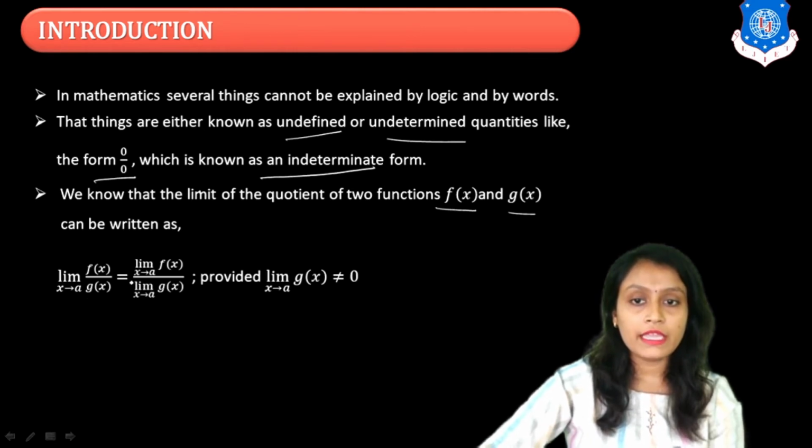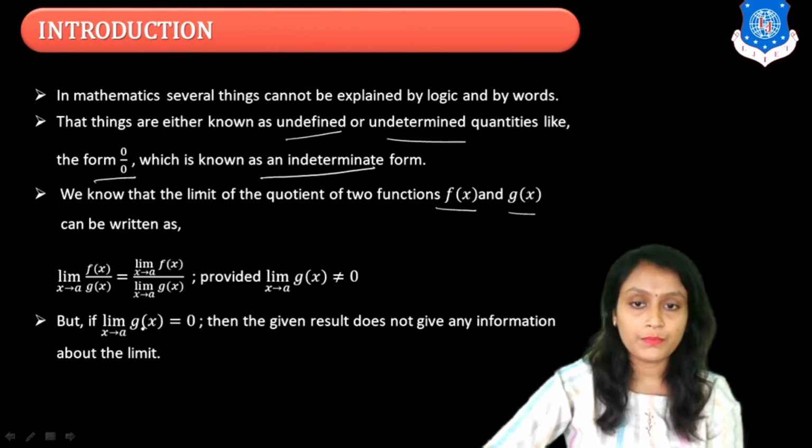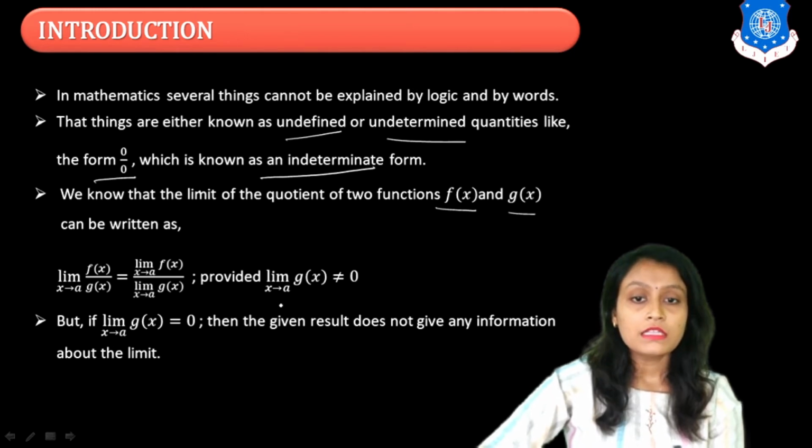We know that the limit of the quotient of two functions f(x) and g(x) can be written as limit x tends to a, f(x) upon g(x), is equal to limit x tends to a f(x) upon limit x tends to a g(x), provided limit x tends to a g(x) is not equal to 0. But if limit x tends to a g(x) is equal to 0, then the given result does not give any information about the limit.